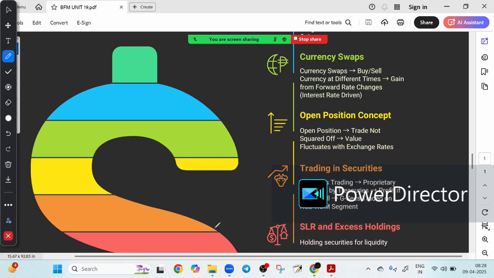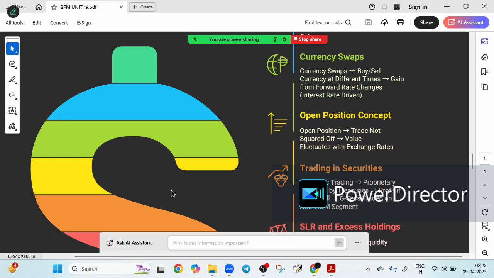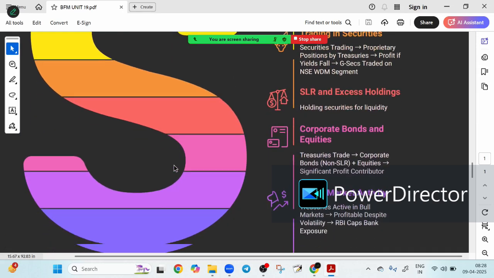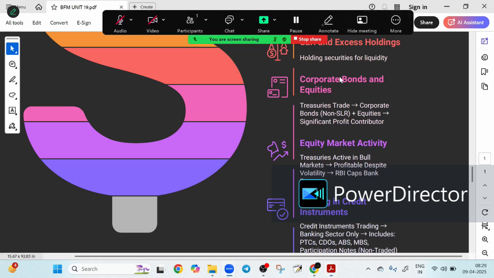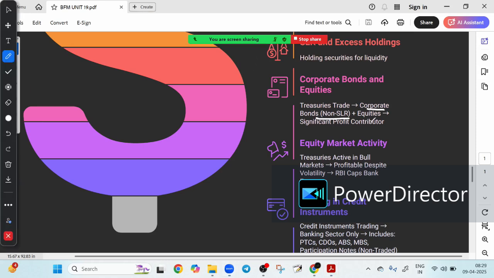Now we have SLR and excess holding. Banks maintain SLR, the statutory liquidity ratio, and hold excess government securities. Both have regulatory requirements as well as serve as liquidity management tools. If we talk about corporate bonds and equity, treasury also invests in corporate bonds and non-SLR equity, as you can see here. These are just diversification, and they are often a significant profit contributor.